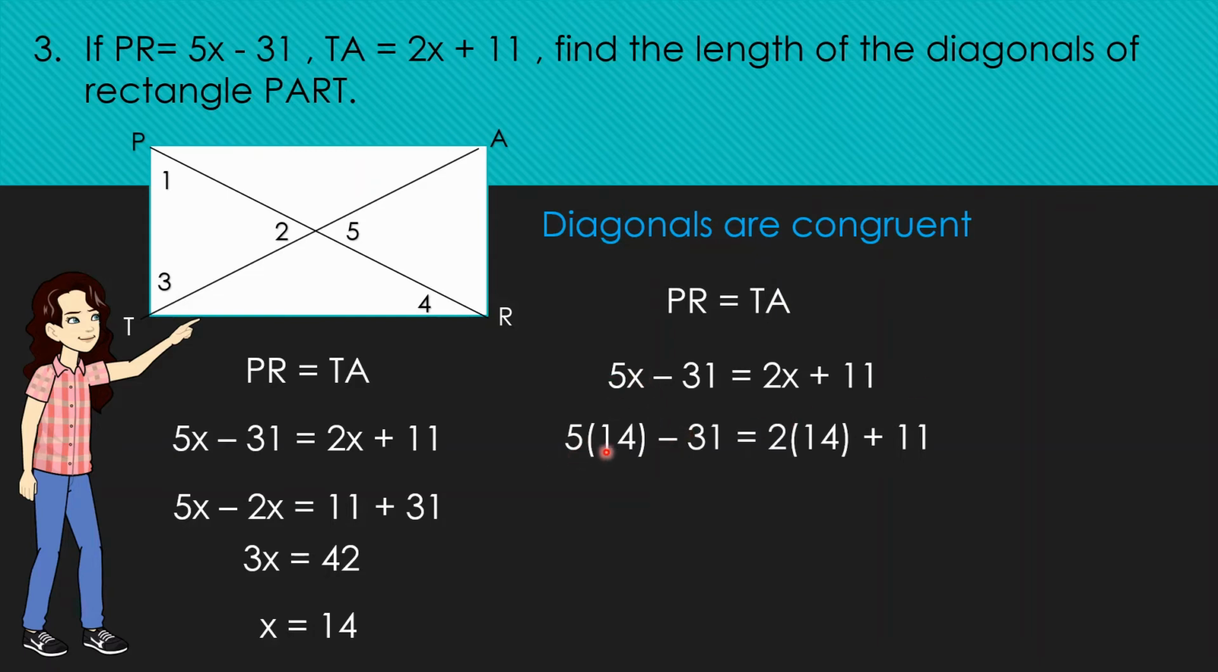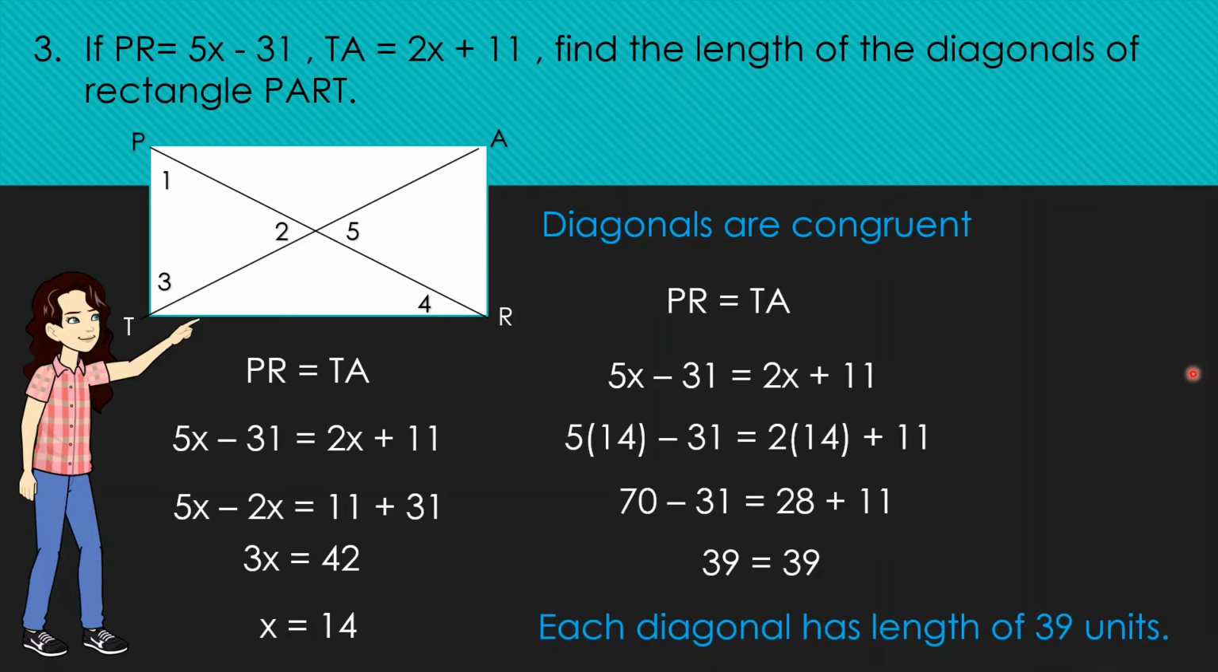So we have 5 times 14 minus 31 is equal to 2 times 14 plus 11. So 5 times 14 is 70, minus 31 is equal to 28 plus 11. So 70 minus 31 is 39, is equal to 28 plus 11, which is also 39. So they are congruent because diagonals are congruent. Each diagonal has a length of 39 units. So this is the answer for number 3.